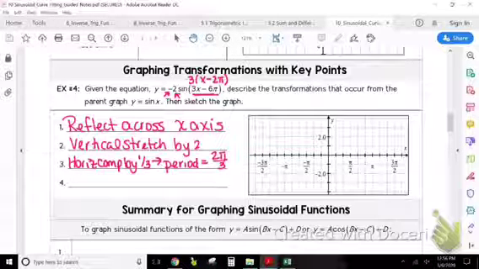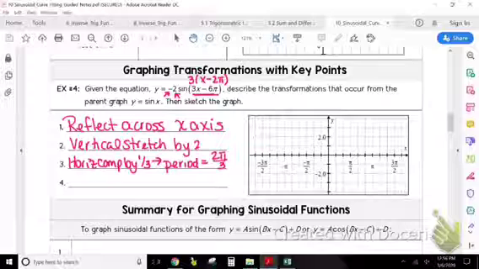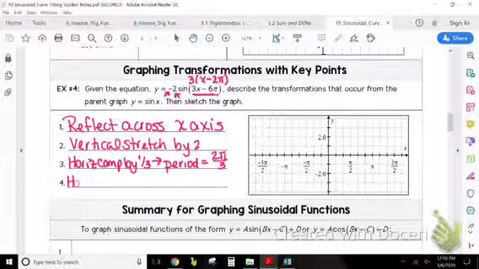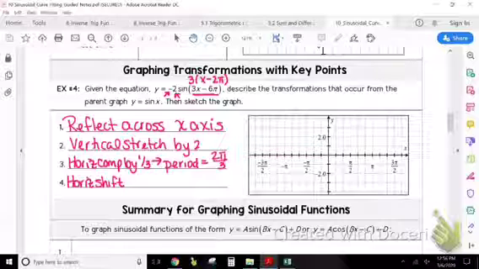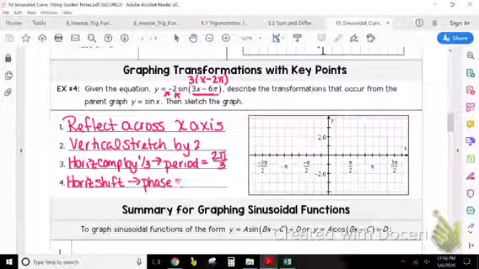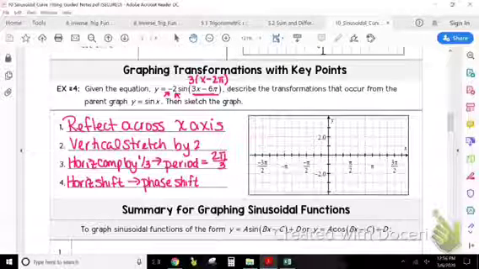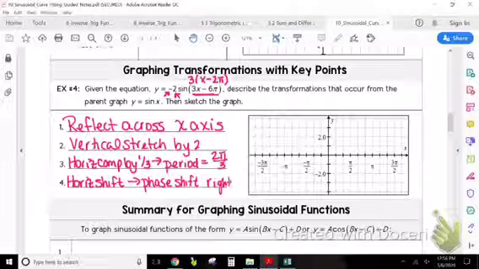And then what is the minus 2 pi? That's your c. It's your horizontal shift. Or what else do we call that? The phase shift. Either way, we label it the same way. What is it going to do? It shifts to the right 2 pi. To the right, 2 pi.